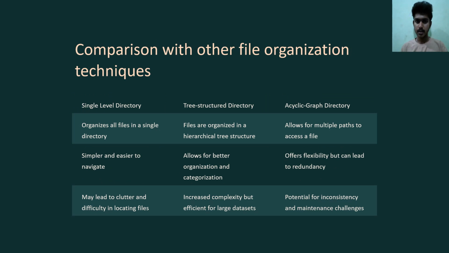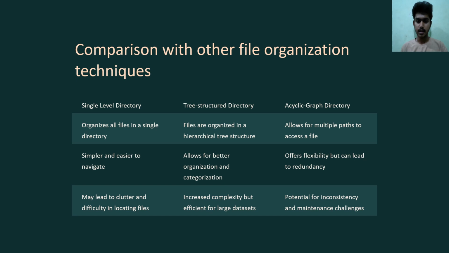Comparison with other file organization techniques: single level directory, tree structure directory, and acyclic graph directory. Single level directory organizes all files in a single directory and is simpler and easier to navigate, but may lead to clutter and difficulty in locating files.